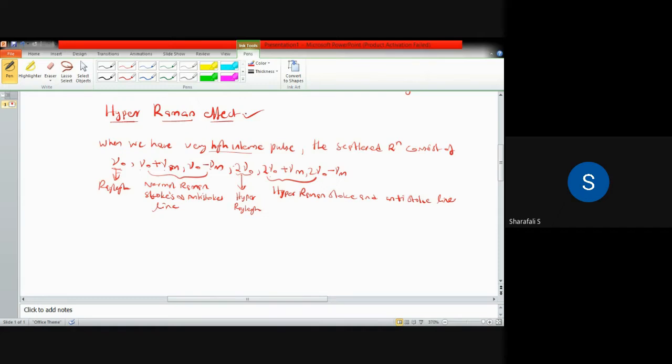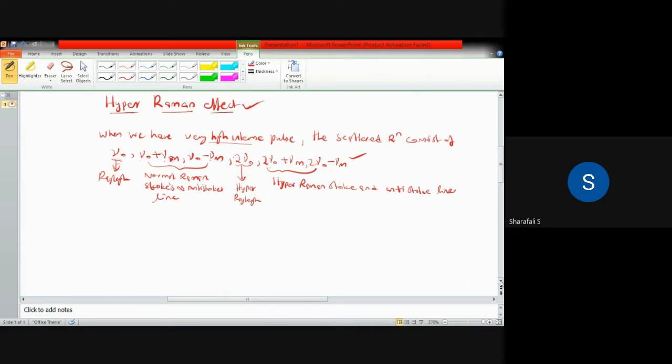So this is the basic idea behind this hyper-Raman effect. When the intensity of the pulse from your laser source is very high, then in addition to the normal Raman effect, we will have some more bands, some more lines in the spectrum, and that particular effect is called hyper-Raman.